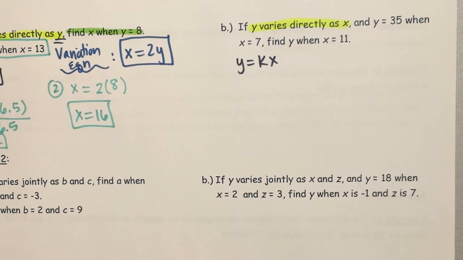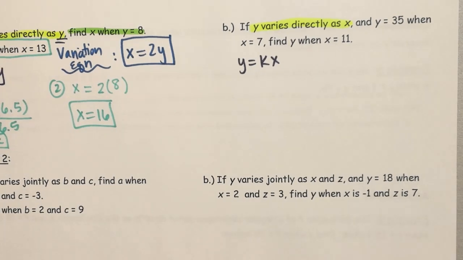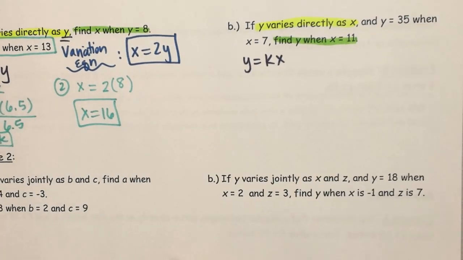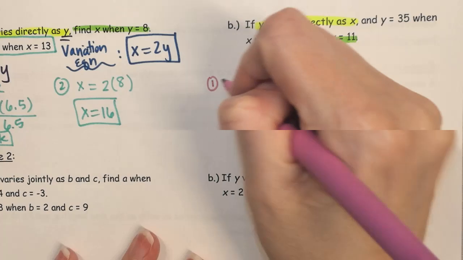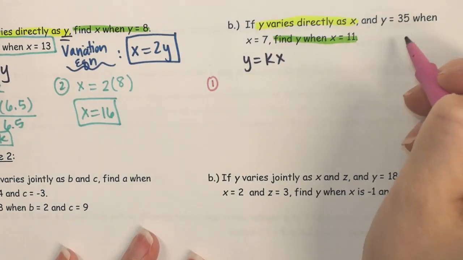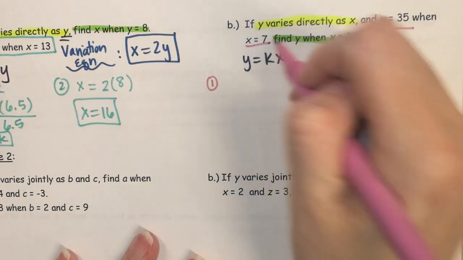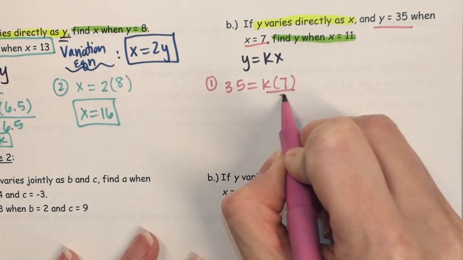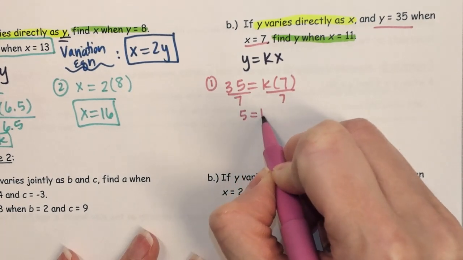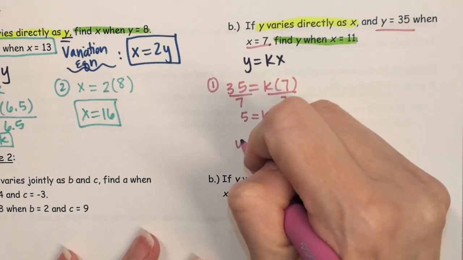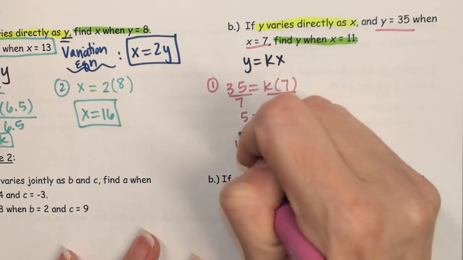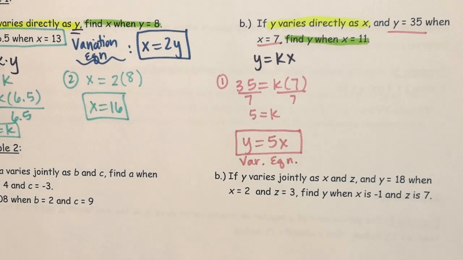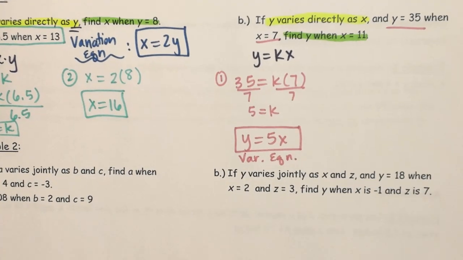And then they did give this to you in a little bit different of a format. You're going to find y when x is 11. But to find k, you are going to have to plug in y is 35 when x is 7. So 35 equals k times 7, which means k equals 5. So for your variation equation, you're going to have y equals 5x. You don't have to label this as your variation equation every time in your homework, but I would like you to box that in.